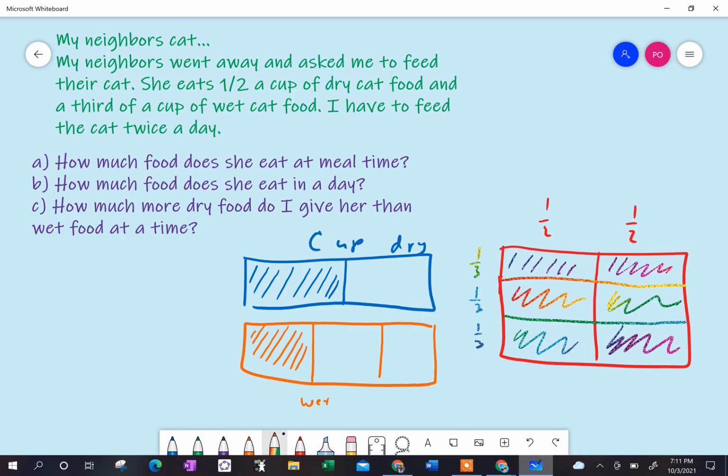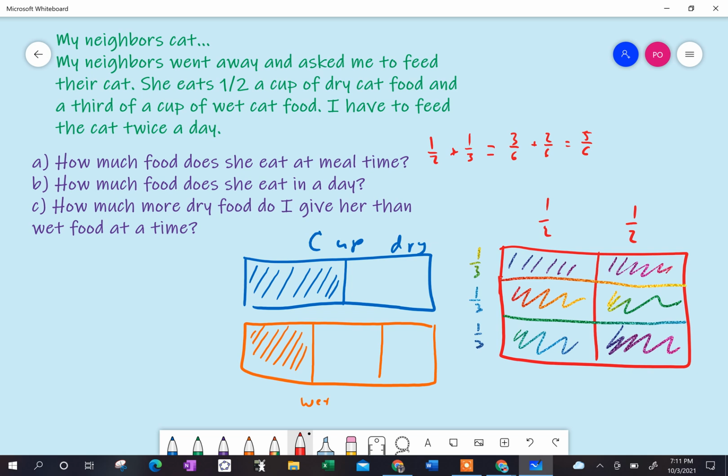So if I go back to here, how much does she eat at a time? Well, I said 1/2 plus 1/3, but then we converted 1/2, and that became 3/6 plus 2/6, which means she eats 5/6 cups of food at a meal.